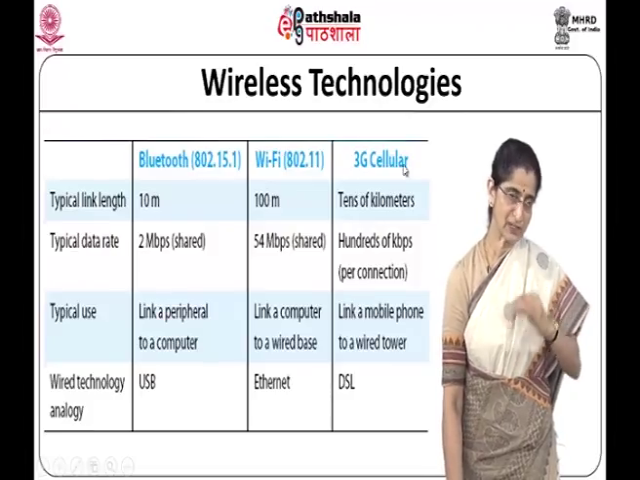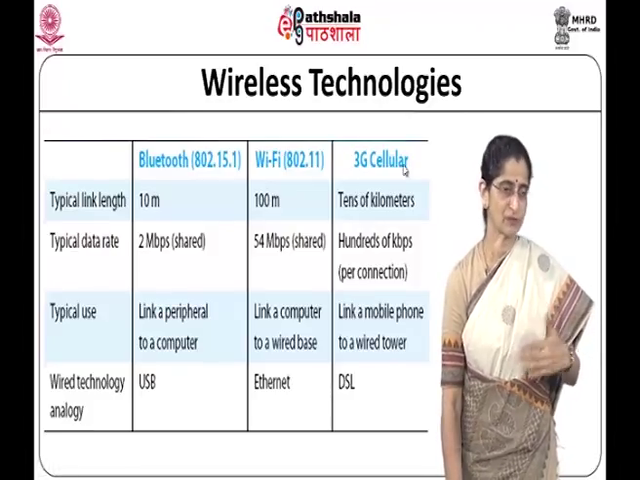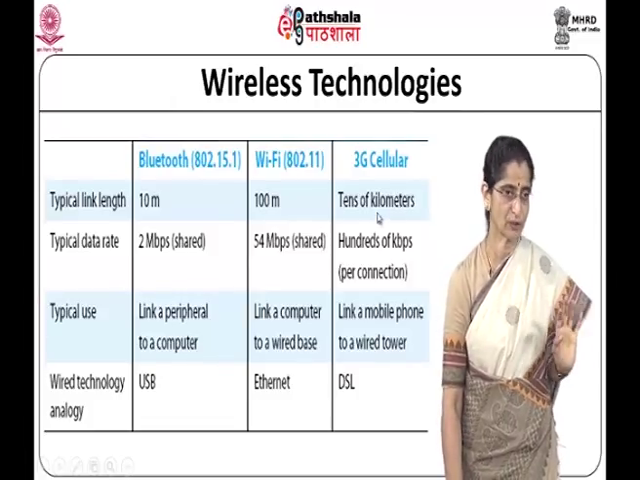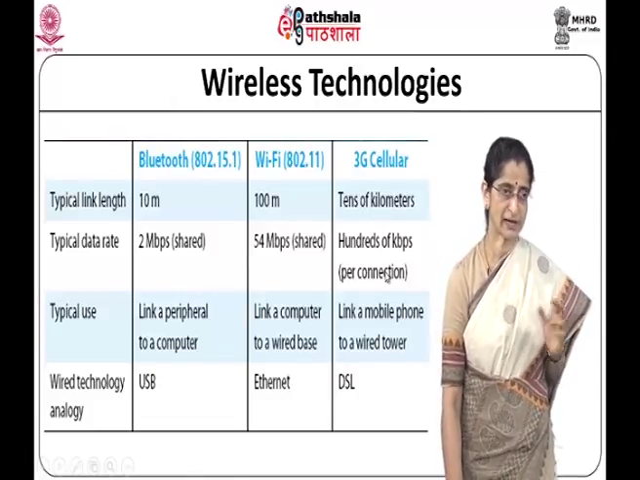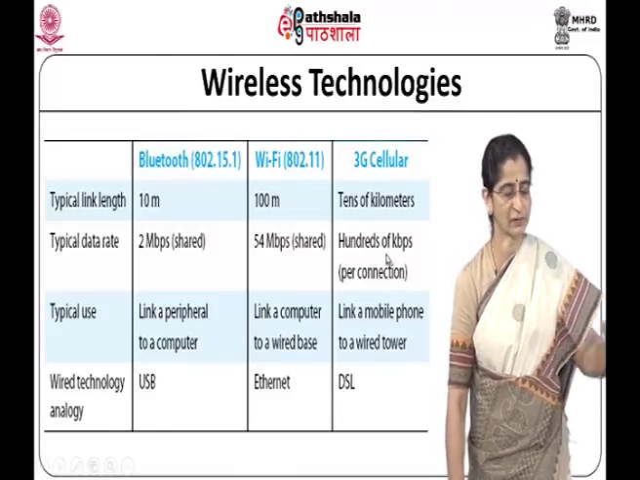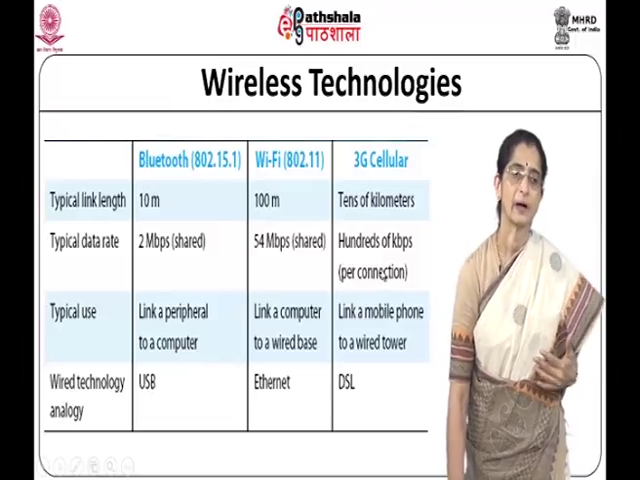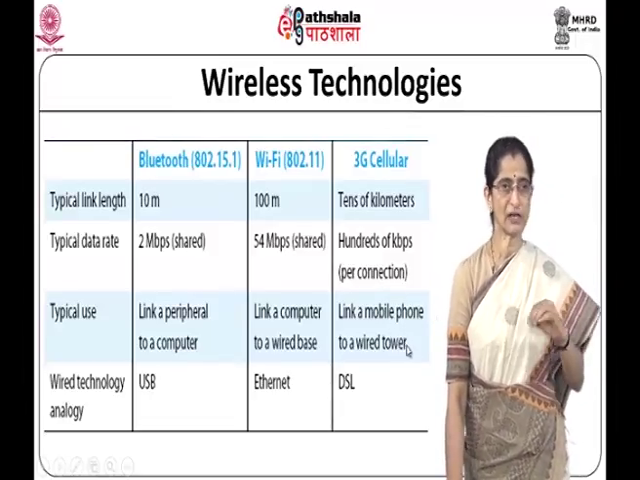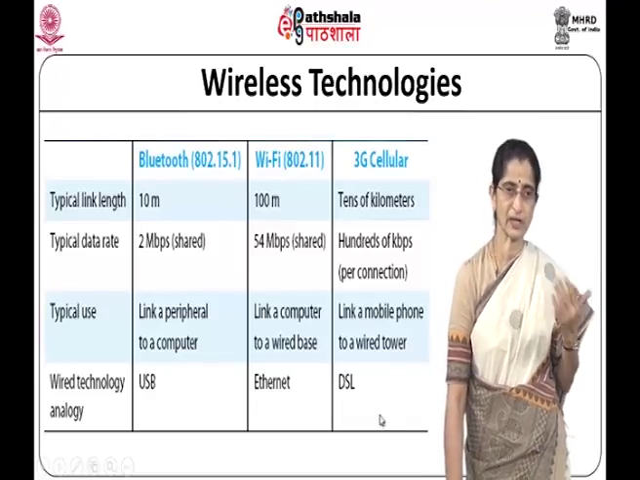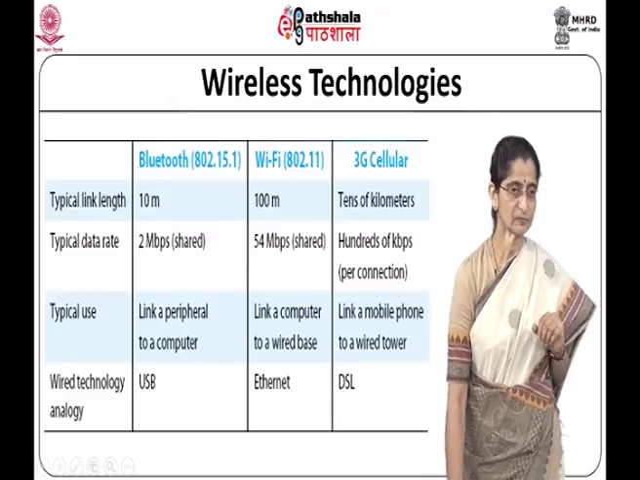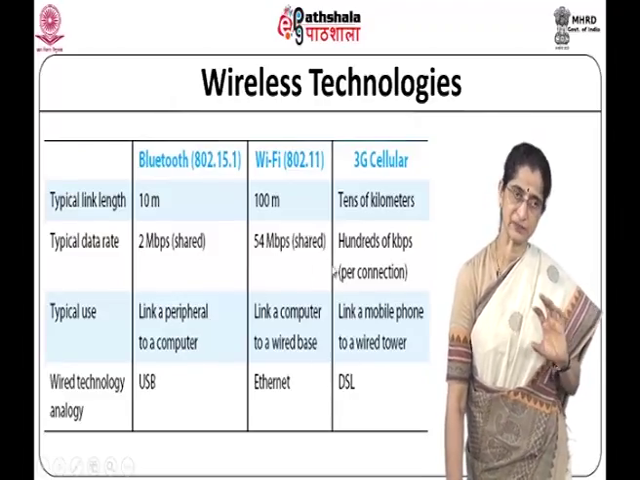Then you have 3G cellular or 4G or whatever cellular technology. This is used for a much larger coverage, tens of kilometers and hundreds of kilobits per second per connection. And now if you talk of 4G and so on, it is all in terms of megabits, hundreds of megabits and gigabits, and that is the kind of data rates that you can support. These are normally used to link a mobile phone to a wired tower, and a wired technology analogy for this would be DSL. So these are the different technologies that we have.